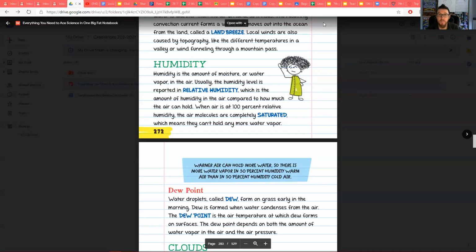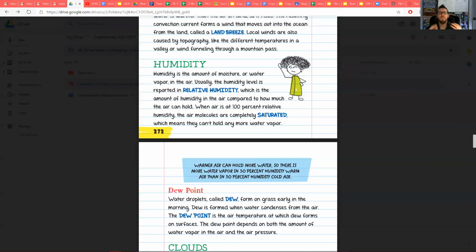When you get to 100% relative humidity, the air is totally full of water, it rains. Okay? Or precipitates. It could happen in the wintertime and make snow. And so once it reaches 100%, the air is completely saturated. The air molecules can hold no more water vapor. It turns into rain at that point, okay?